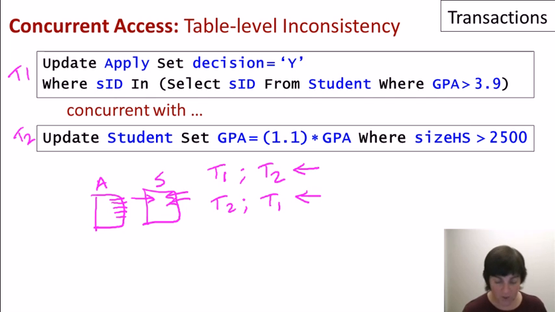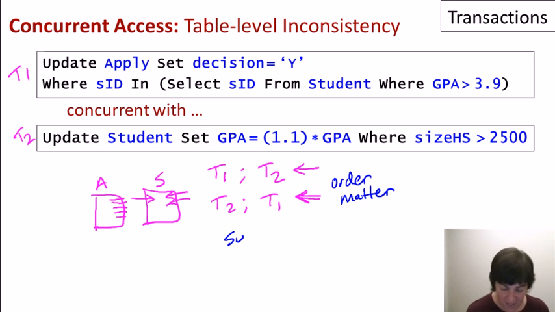In the first case, we'll update all the decision records before the GPAs are modified for anyone, and in the second case, we'll update the apply records after the GPAs have been modified. The interesting thing here is that the order does matter in this case. Now, the database systems only guarantee serializability. They guarantee that the behavior will be equivalent to some sequential order, but they don't guarantee the exact sequential order if the transactions are being issued at the same time.